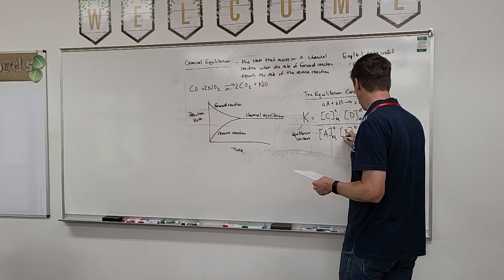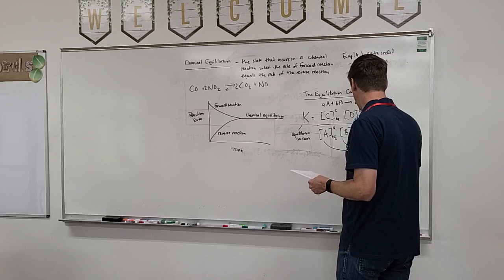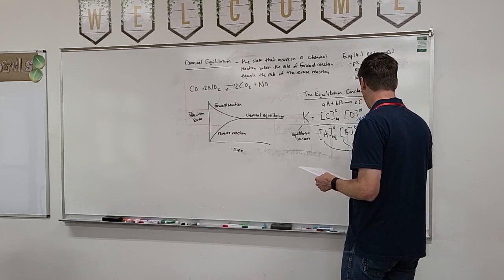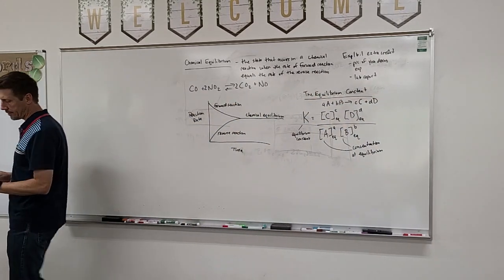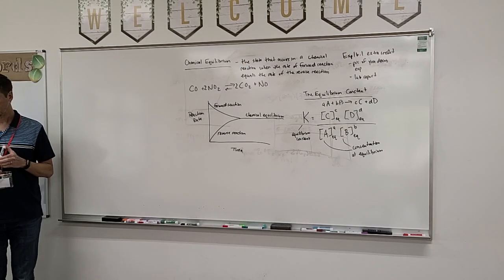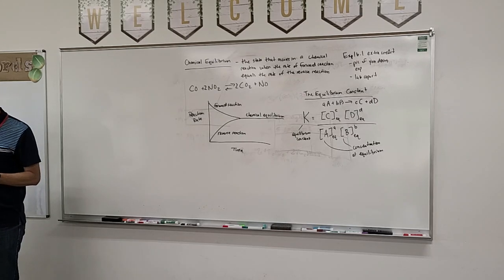All right, so this right here is the concentration at equilibrium. So it gives us a way to numerically represent that state of equilibrium for a particular reaction. The easiest way to understand this is really to just do an example.